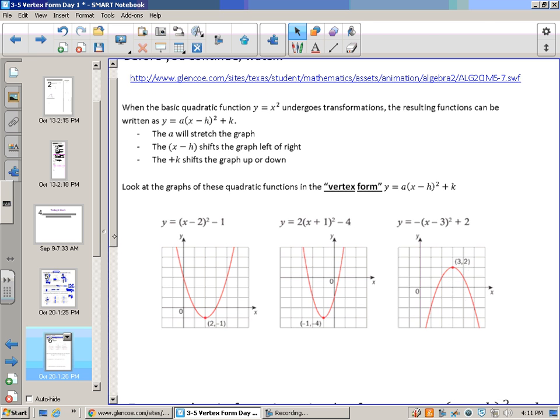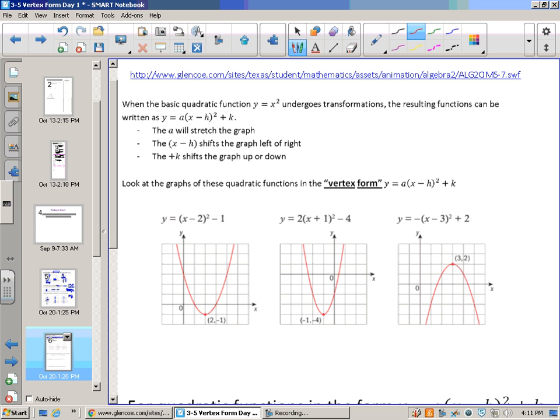So it's also written here, some of the basics. So A is a stretch, okay? The x minus h is going to shift the graph left or right. So if it's a positive number, it's going to go to the left. If it's a negative number, to the right. And the plus k is what's going to shift the graph up or down. If it's a positive number, it's going up. If it's a negative number, it's going down.